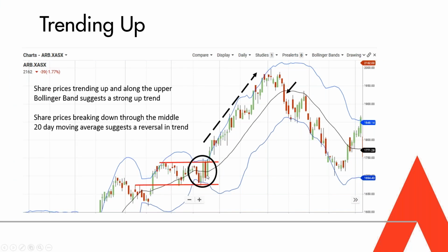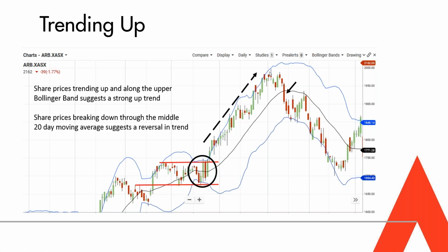So we can see that as the share price breaks out of the period of low volatility, the rangy sideways period, the share prices are trending up and along the upper boundary of the Bollinger Band, suggesting a strong upward trend. If the price action is running nicely between the medium line and the upper boundary line, it suggests a strong trend. If the price action is running along the upper boundary line itself, it is also an indication of a strong trend.